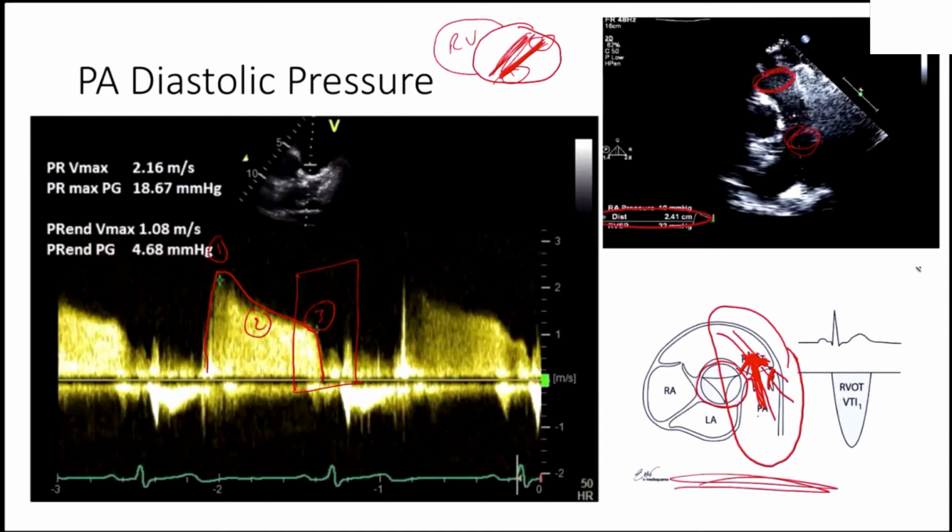And so we can use this gradient here, this velocity here, using our modified Bernoulli's equation that we talked about. That's where the chambers equilibrate as 4v squared. And now we still have a component of our right atrial pressure pressing back up against all of that. And so we add our right atrial pressure to that, and we get our PA diastolic pressure. Does that make sense for everybody? Okay.